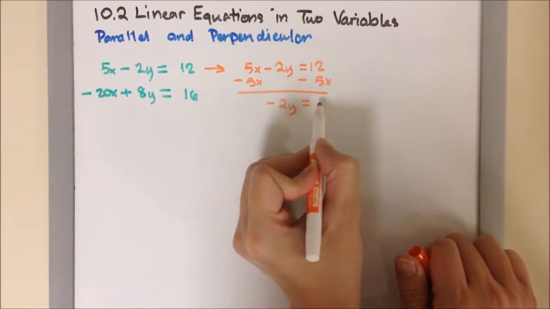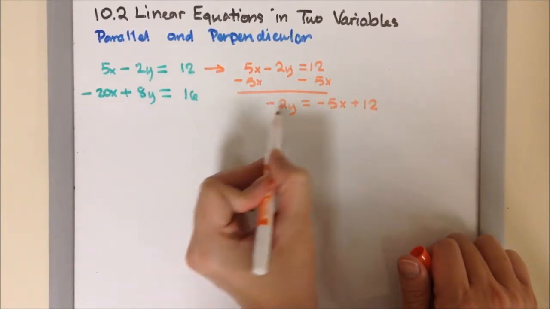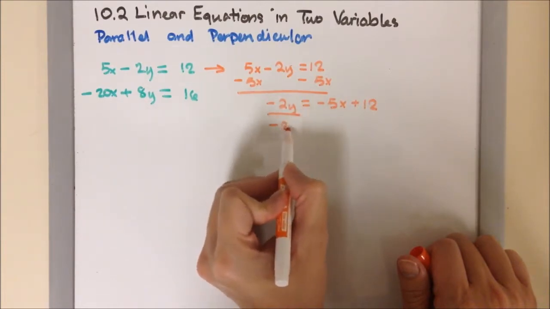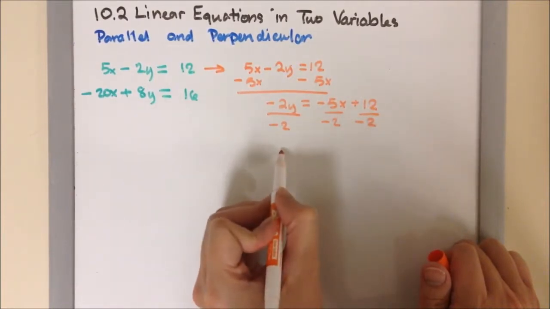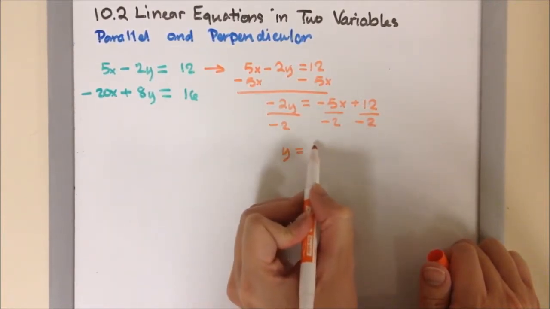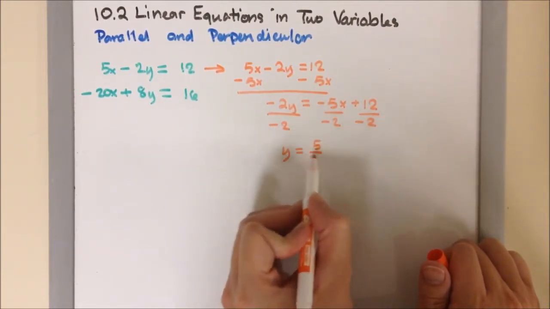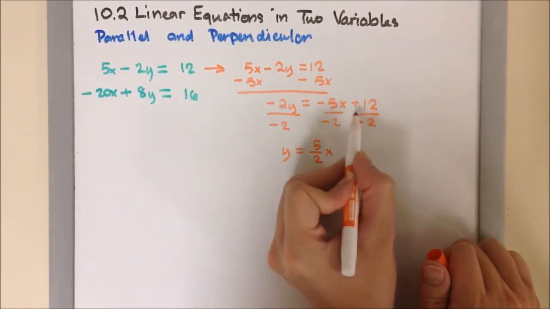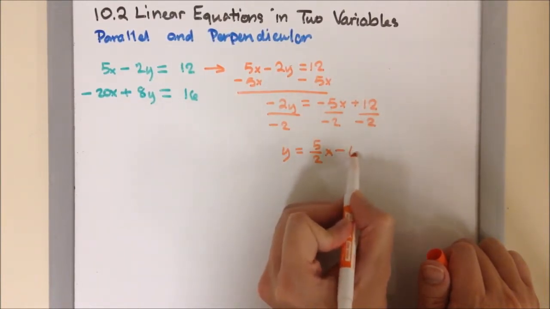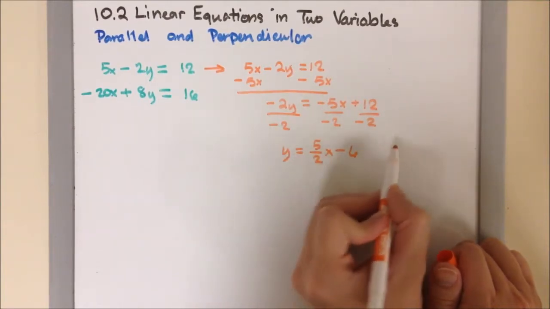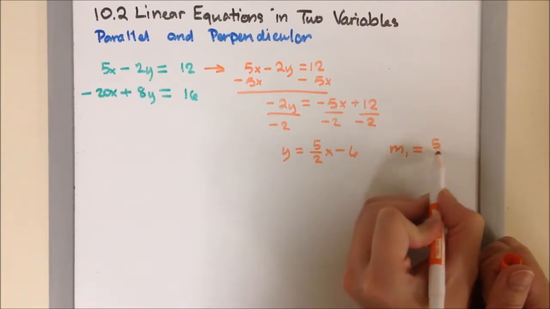So I'm going to get -2y equals -5x plus 12, because it's positive. Divide both sides by -2. So here I'm going to get y equal to -5x divided by -2 will be positive 5/2 x. So positive 12 divided by -2, which will be -6. Now here, my slope is the number in front of x, so m1 is equal to 5/2.